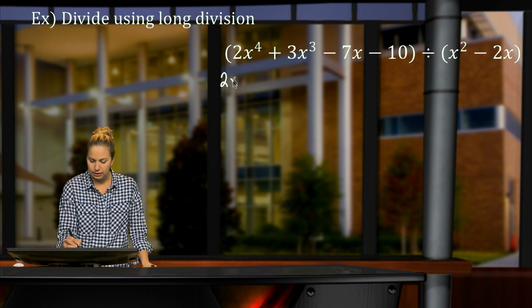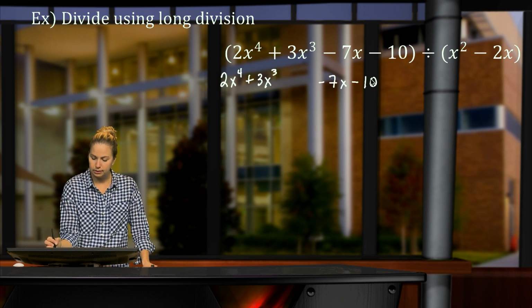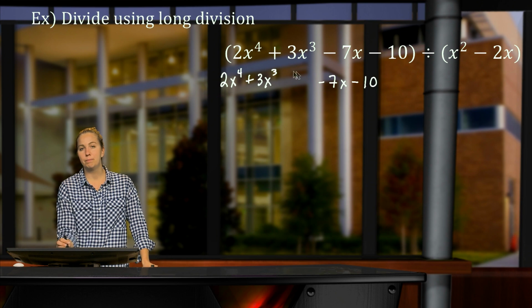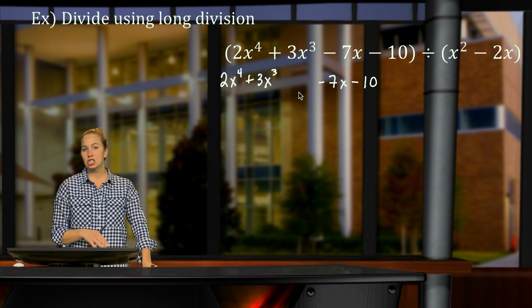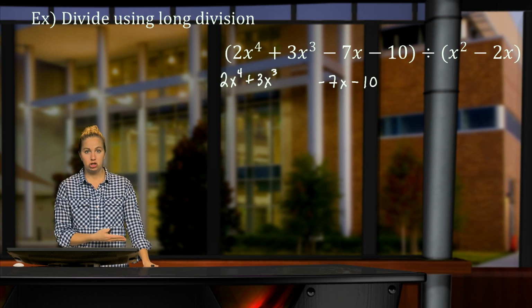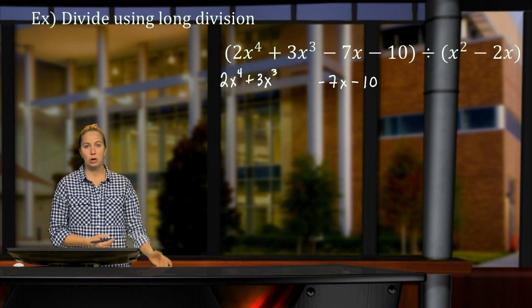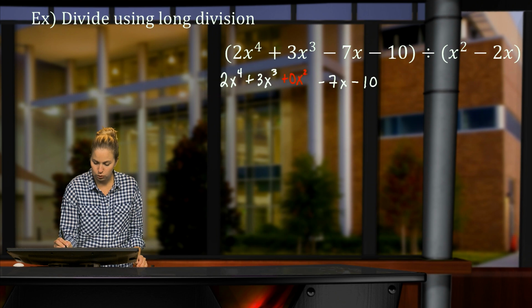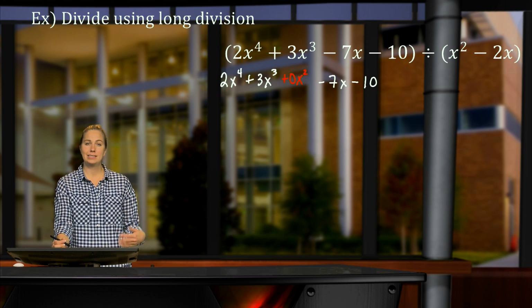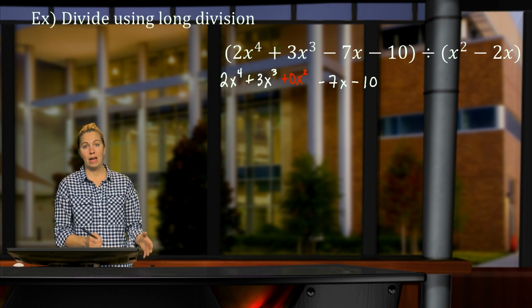So this is the same as 2x to the fourth plus 3x cubed minus 7x minus 10. And we're going to put something here to hold the place of my x squareds. But I can't just add something to this polynomial, otherwise it changes the polynomial. So what can I put there that doesn't change the polynomial but gives me that placeholder? 0x squared. 0 times x squared is still 0, so we're not changing the expression, but we are giving a value for x squared.